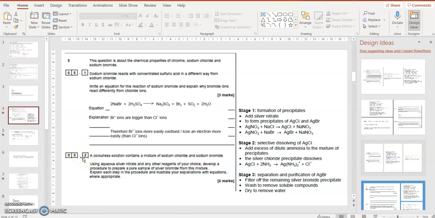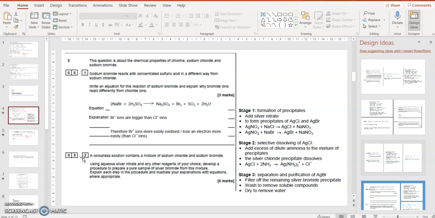A colourless solution contains a mixture of sodium chloride and sodium bromide. Using silver nitrate and any other reagents, develop a procedure to extract the sodium bromide. You react silver nitrate, first of all acidified, so that you do actually get silver chloride and silver bromide, and not something else like silver carbonate, which is also a white precipitate. You get a white precipitate of silver chloride, you get a cream precipitate of silver bromide.